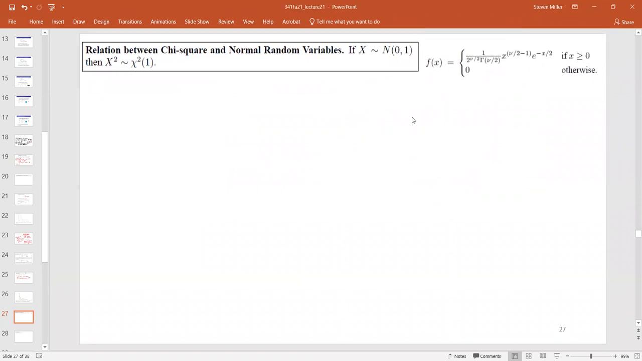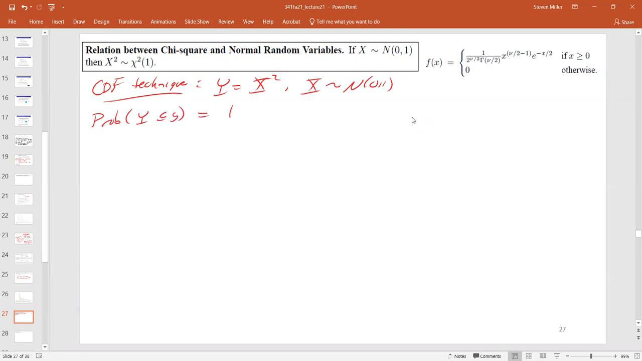Okay, so let's try to figure out what is the probability distribution of the square of a standard normal. So this is the CDF technique. Let's let y equal x squared, where x is a normal with mean zero and variance one. So what is the probability that y is less than or equal to y? This is the probability that x squared is less than or equal to y. And clearly we need y to be greater than or equal to zero.